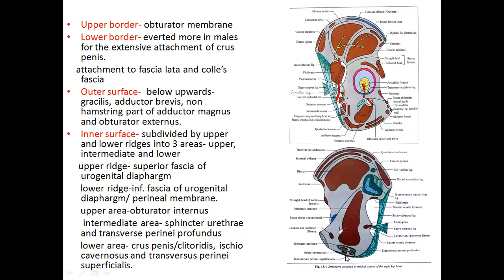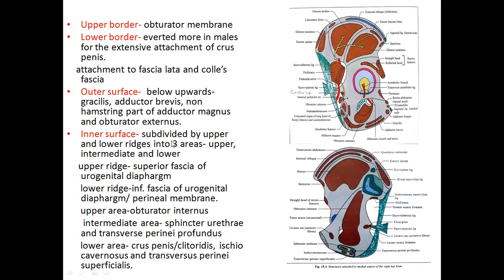The lower border is everted, that means it projects outwards in males, because it gives attachment to the crus penis. We will learn more about fascia lata and Colles fascia when we do the front of the thigh and also the anterior abdominal wall. For now, just remember that the lower border of the ischiopubic ramus gives attachment to fascia lata and Colles fascia. Details will be discussed in our following classes.